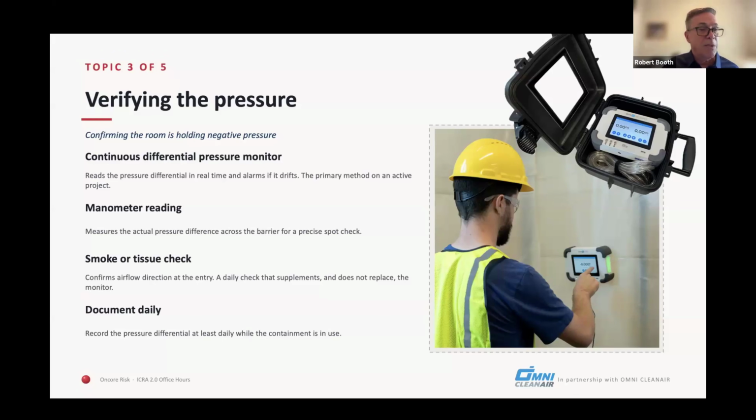And then the smoke test really doesn't tell me anything. It just tells me it's negative. The tissue check doesn't tell me anything. It just tells me it's negative, and we want to know what the actual pressure was that was listed in the policy and procedure, which is required.